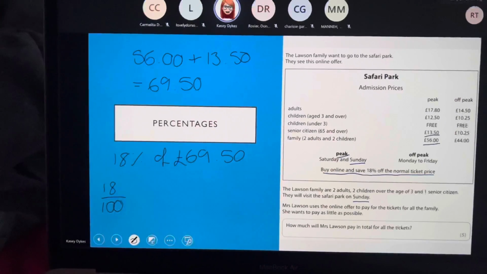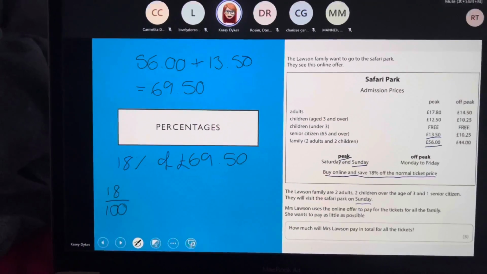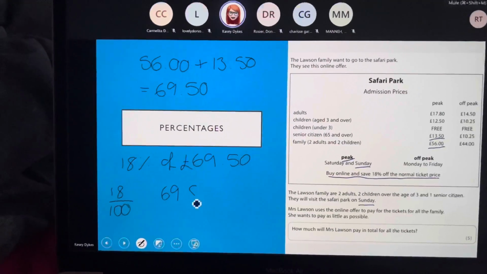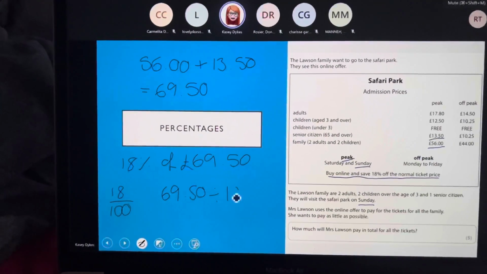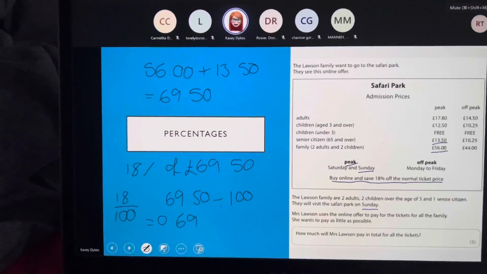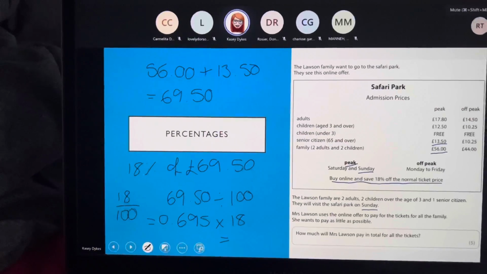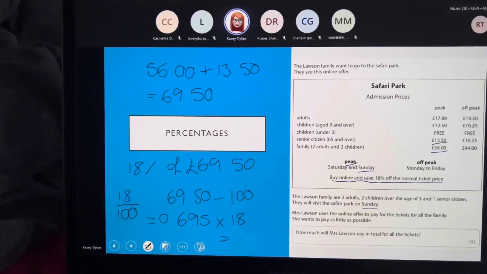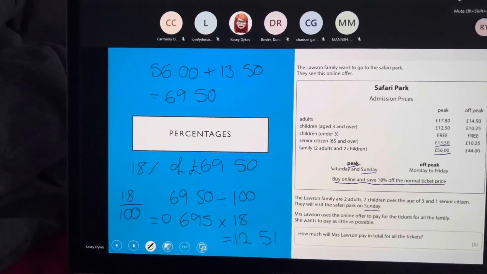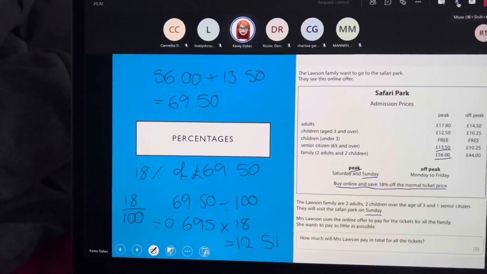18% is 18 per 100, so you can turn it straight into a fraction like that and follow the same method. So do 69.50 divided by 100, 0.695, and then times that by 18. That will give you £12.51. That's the discount. We need to take that away from our original price.